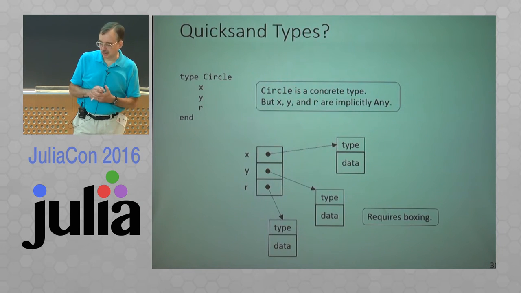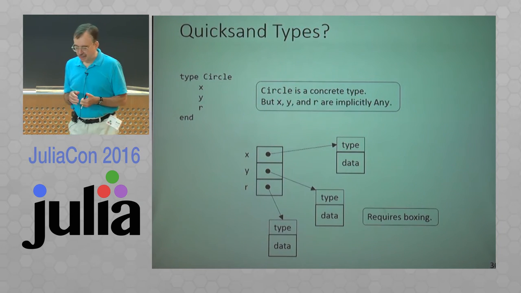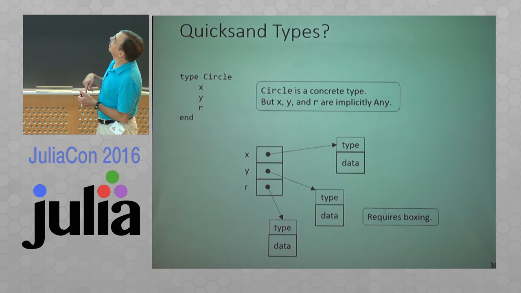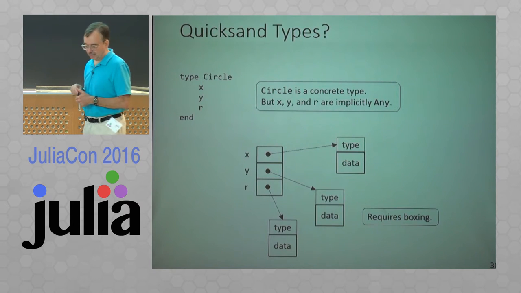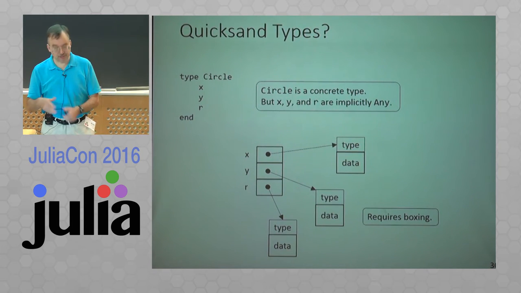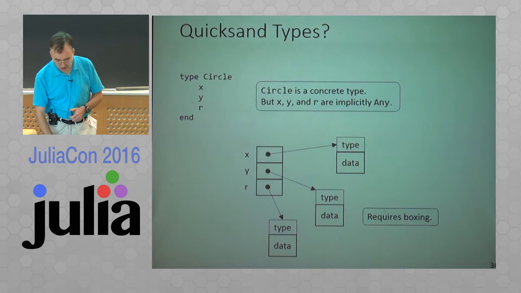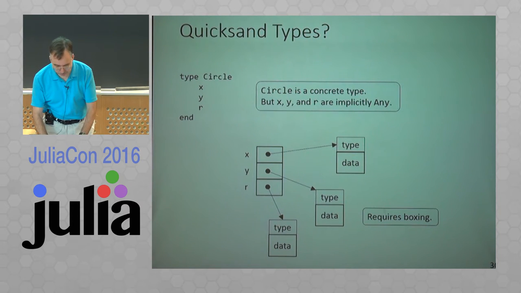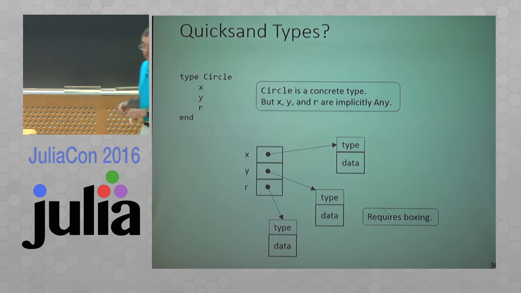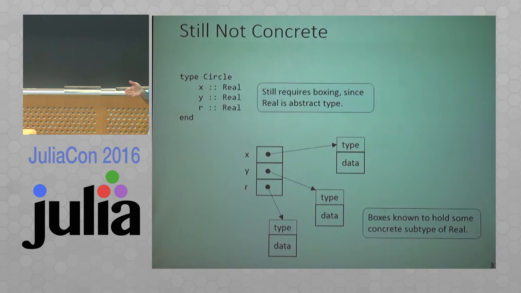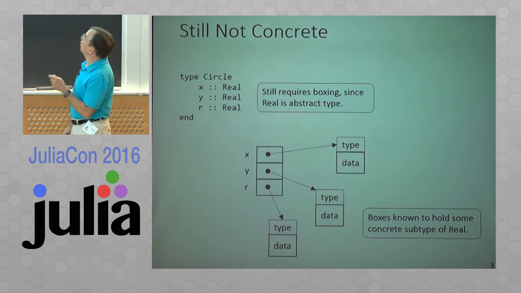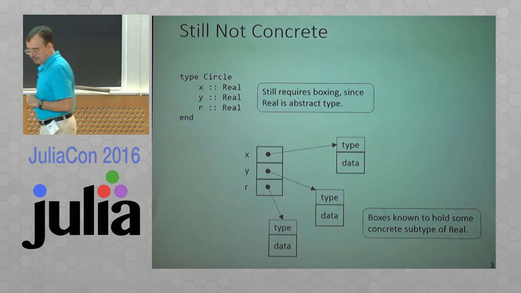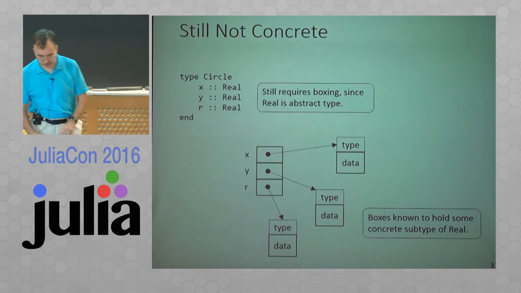They're partway in between. So here I have a type Circle, and it has x, y, and r. And Circle is very definitely a concrete type. The compiler knows how to lay out the Circle. It's going to be three fields. The catch is it doesn't know the type of the three fields. So without any further information, the three fields themselves are going to be abstract, non-concrete types, and so they have to be boxed. So x, y, and r have to point off to three pieces of tagged data. So I'm going to pay the boxing costs.